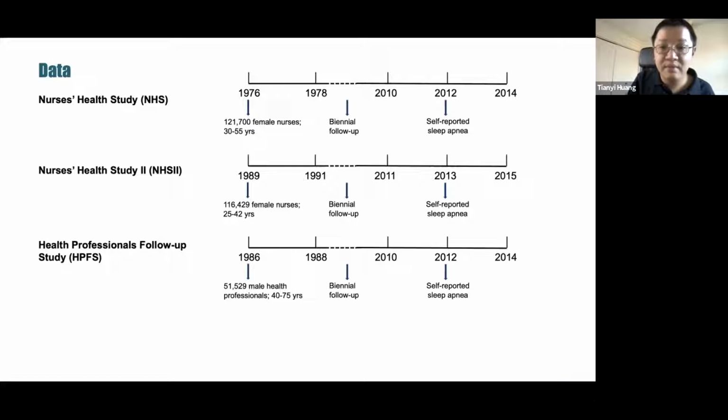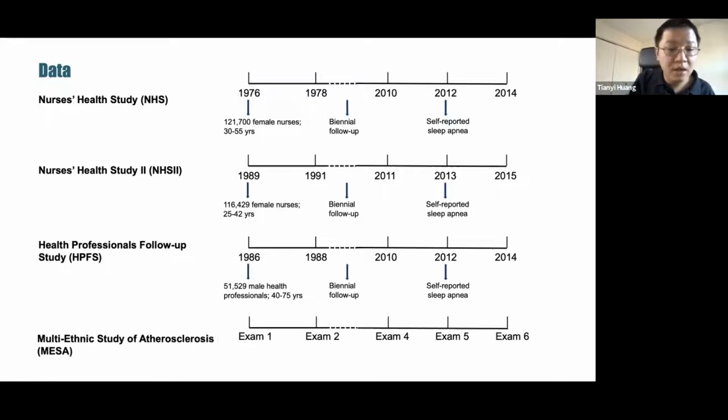So I think one problem you can see from these three cohorts is that we only have a self-reported sleep apnea diagnosis, although the sample size is very large, encompasses a large age range, and includes both men and women. So just to complement those self-reported sleep apnea data, I also did my analysis in the Multi-Ethnic Study of Atherosclerosis, the MESA study.